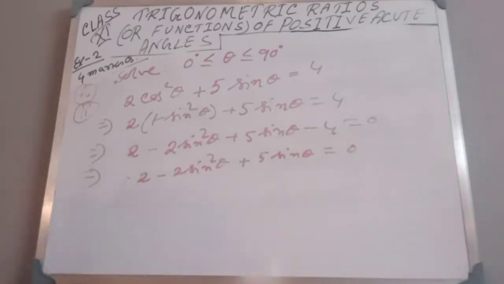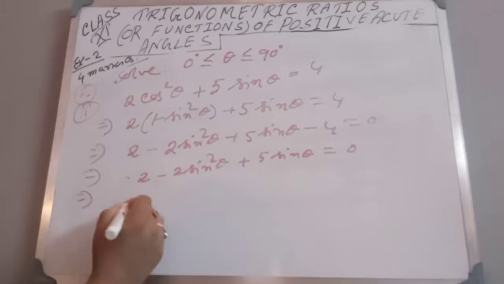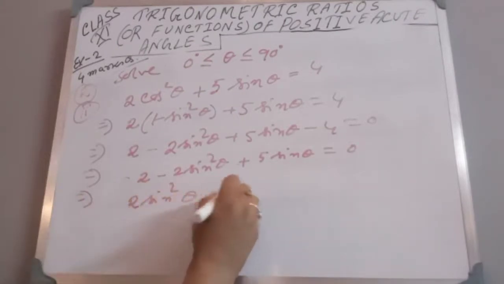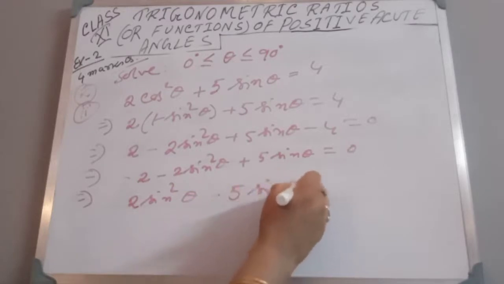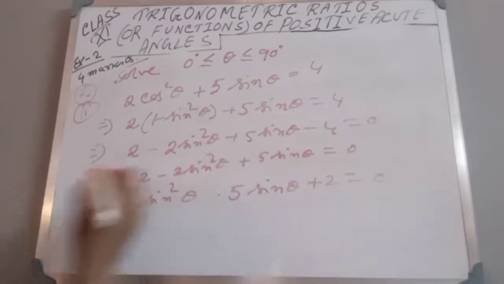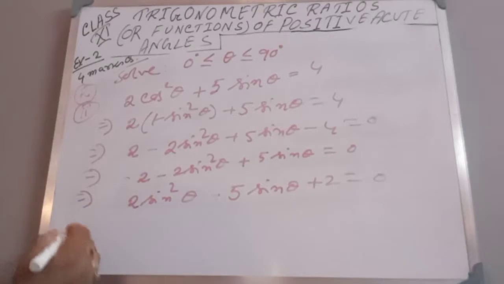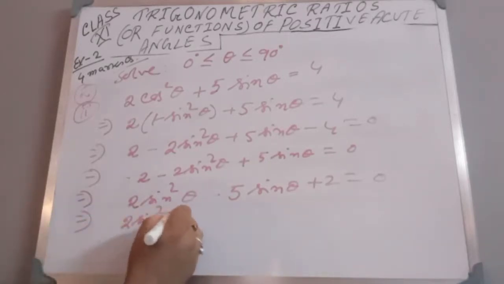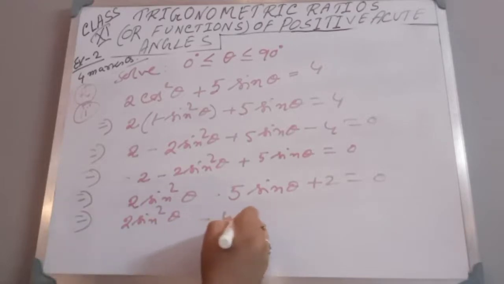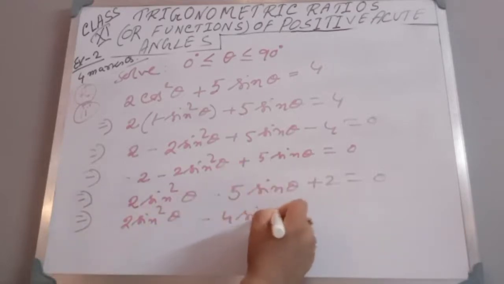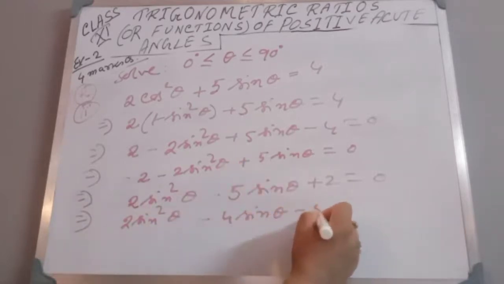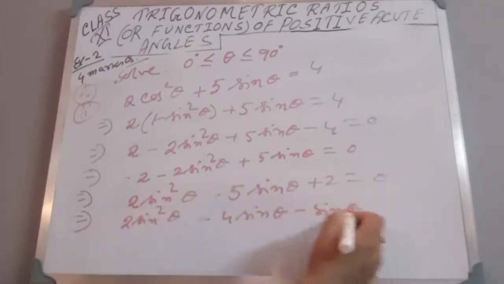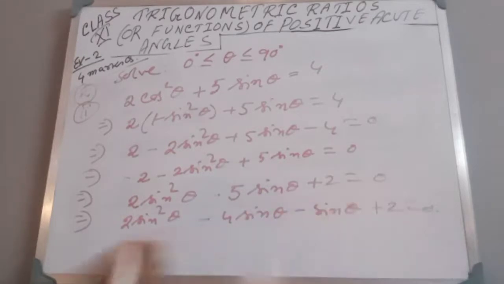Okay, now take common minus, then what we will get? 2 sin²θ minus 5 sin θ plus 2 is equal to 0. Okay, now we will find the factors. 2 sin²θ minus 4, since 2 times 2 is 4, so it's coming minus 4 sin θ minus sin θ, as it is plus both sides, so minus plus 2 equals 0.